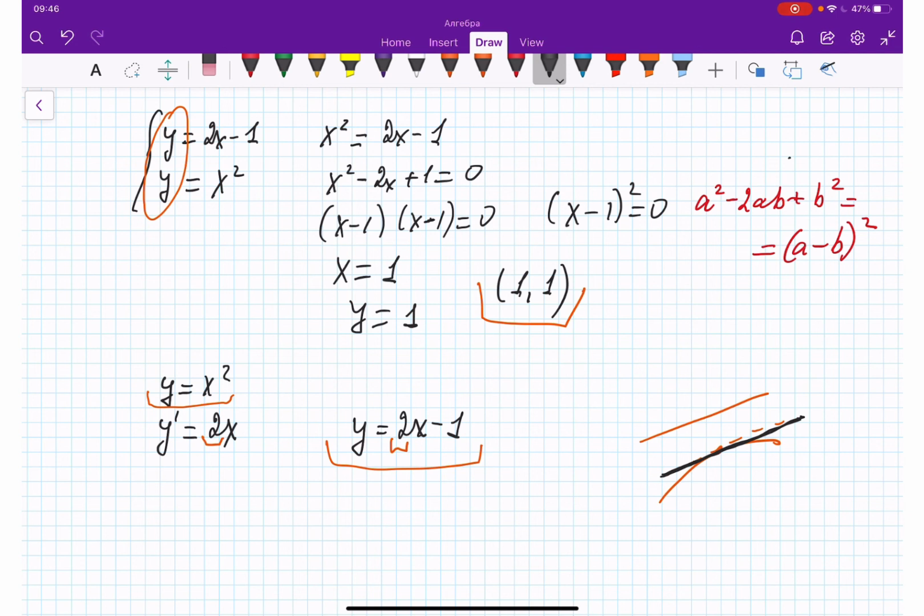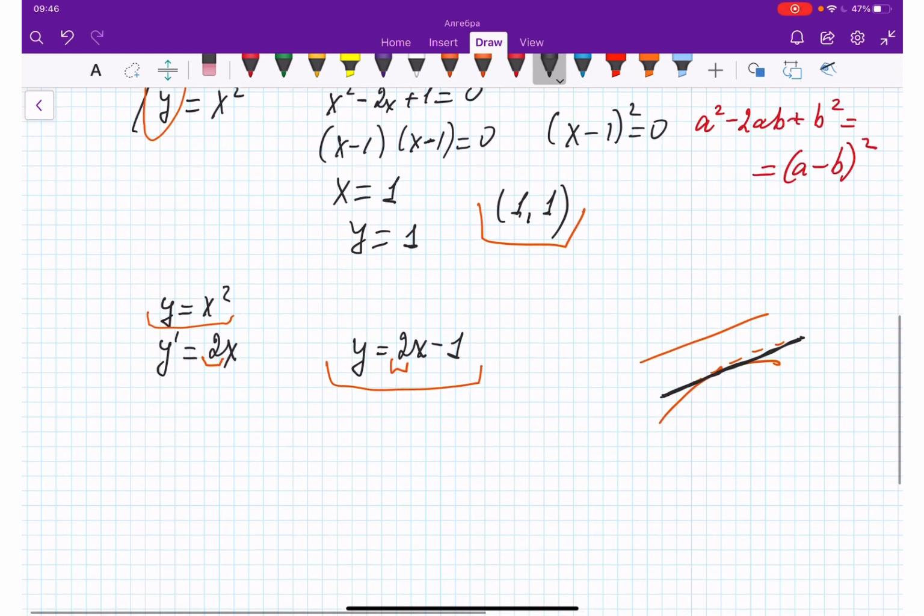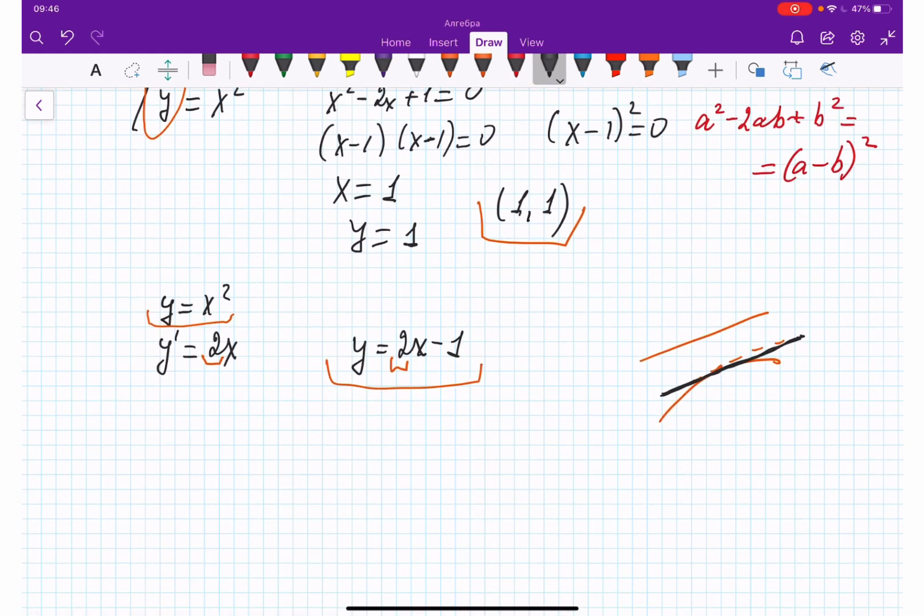Okay, so there we go. y is equal to 2x minus 1 is a tangent line for y is equal to x squared.